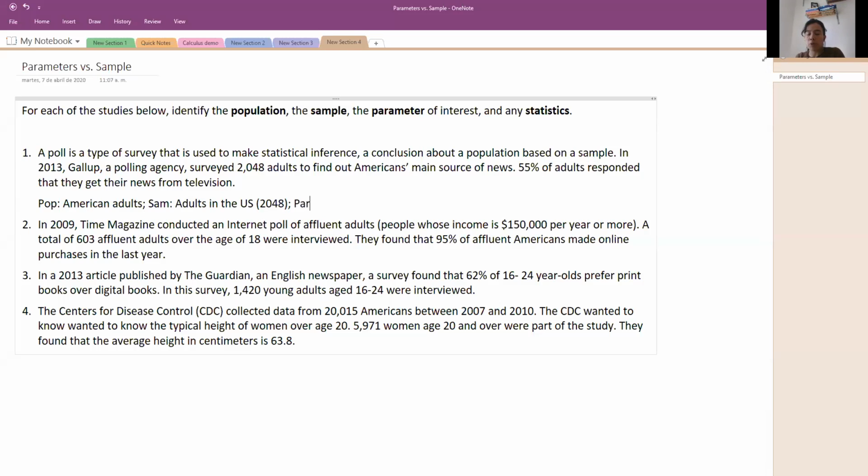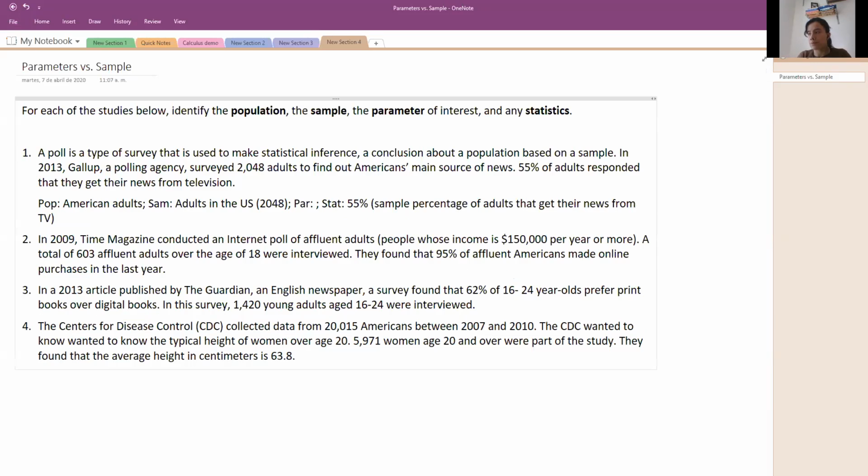And then we get to the part that's actually new for the data, right? So we need to determine what the parameter of interest is. So what is the parameter of interest in this case? Is it 55%? So 55% is something that is computed based on the sample, right? So that's actually going to be our statistic. Okay, so our statistic is going to be 55%, which is the sample percentage of adults that get their news from television. Okay, so that's the statistic, which means the estimator. According to you, what is the parameter? Is anybody confident about their choice for what the parameter is?